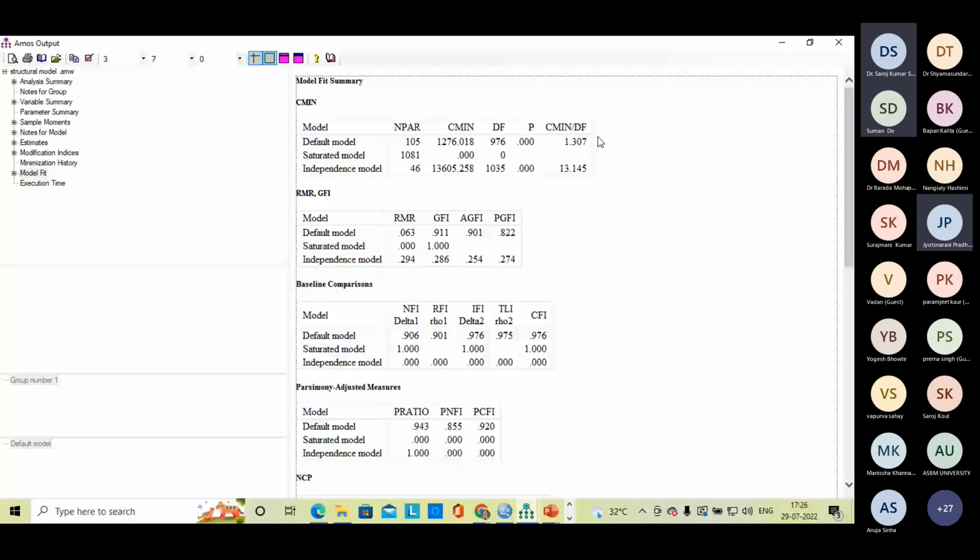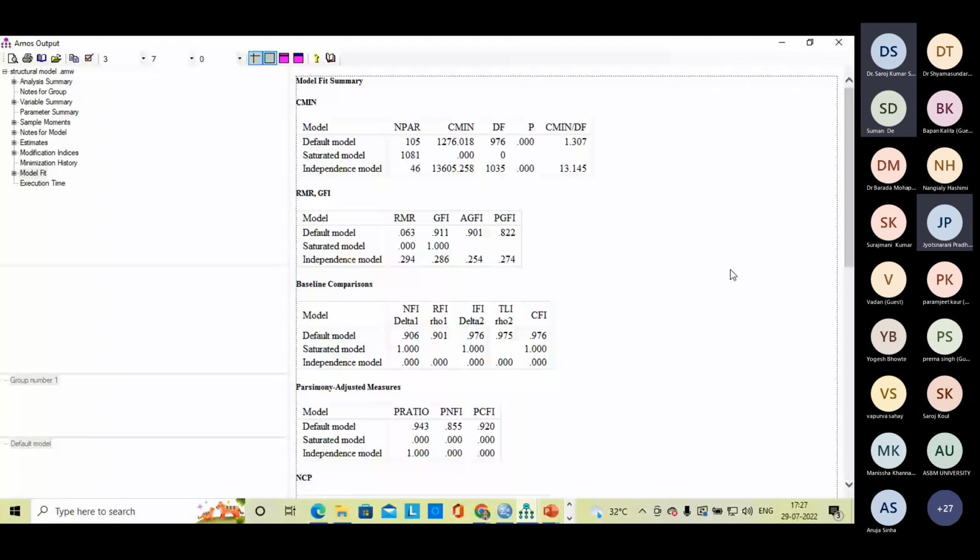But the chi-square value is sensitive to the sample size. Here the sample size is more than 400, so the chi-square value is compelled to be significant. Forget it. Some other researchers said that if the chi-square value is less than 3, then we can also say the model is fitting. Now coming to another badness of fit, that is RMR.